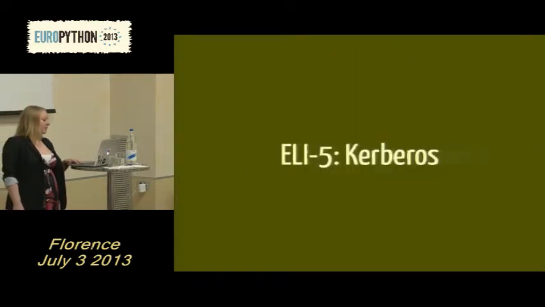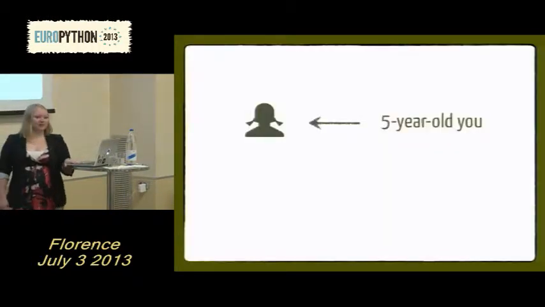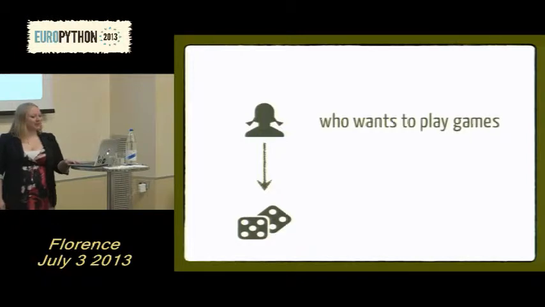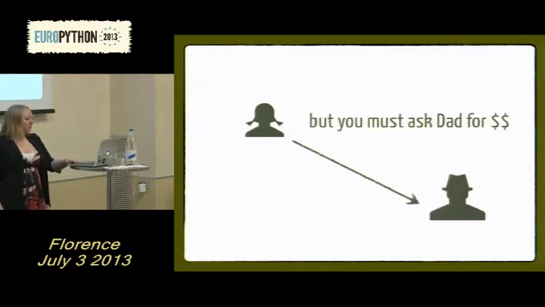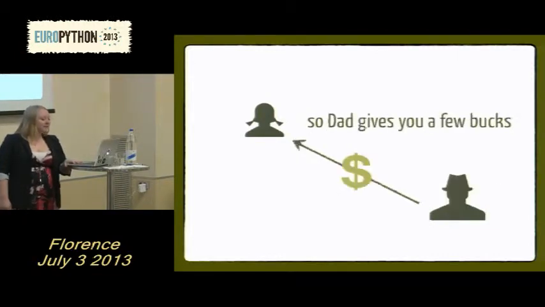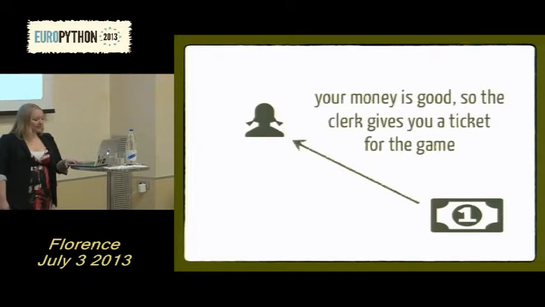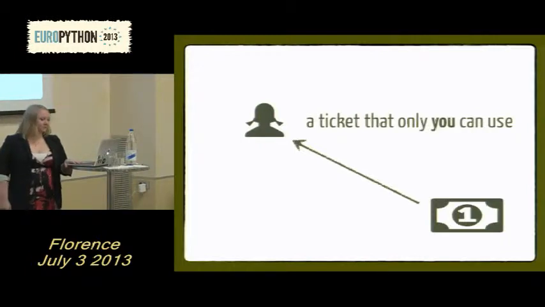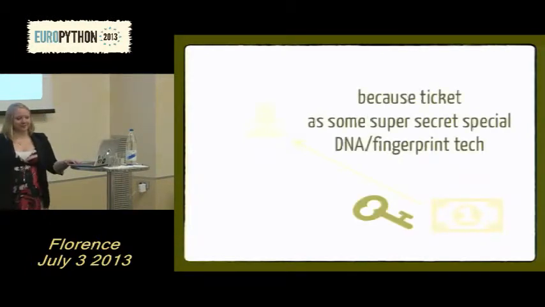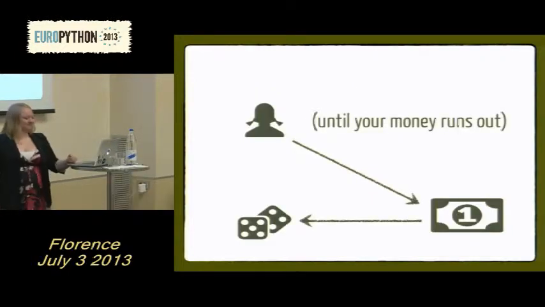So first off, explain like I'm 5. What is Kerberos? What does this single sign-on mean? Pretend this is 5-year-old you, and you want to play some games. Maybe you're at a carnival or something. You have to ask your dad for money, so you can go buy a ticket to play. So Dad gives you a few bucks, because he's awesome and nice. Then you go to a clerk to buy a ticket to play. Your money is good, so the clerk will give you a ticket for the game, but it's a ticket that only you can use, because the ticket has some super secret special DNA fingerprint technology. And so basically now you can play until your money runs out.